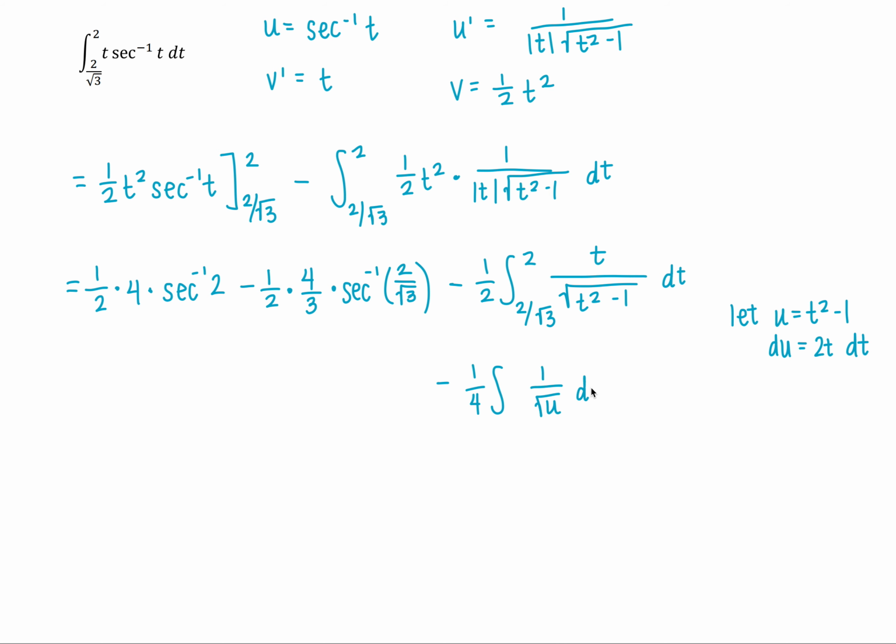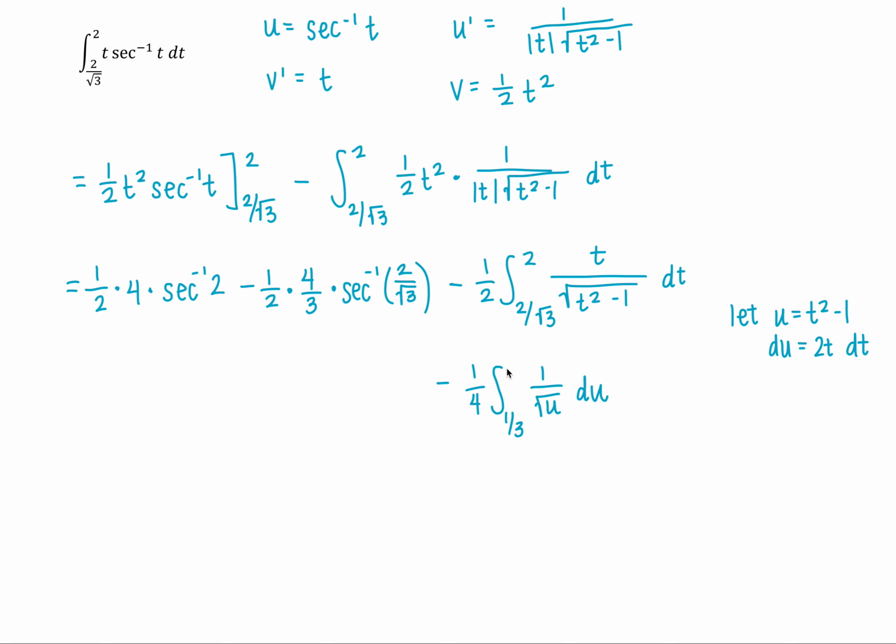du. Since I've done the substitution, I'm going to change my bounds to match it. If t is 2 over the square root of 3, then u is t squared minus 1. So that would be 4/3 minus 1, or 1/3 is the lower bound.